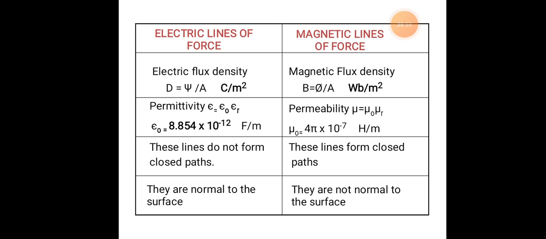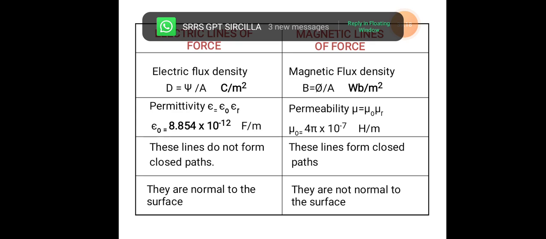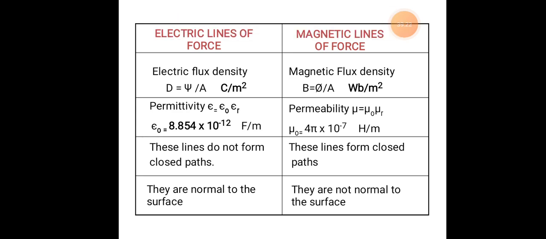In electric lines of force, these lines do not form closed paths. In magnetic lines of force, these lines form closed paths. In electric lines of force, they are normal to the surface. In magnetic lines of force, they are not normal to the surface.